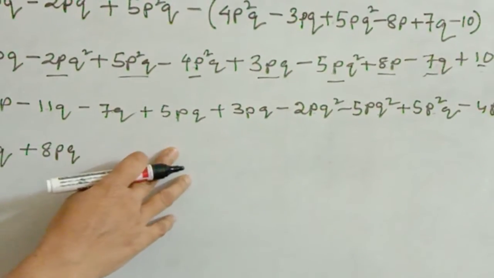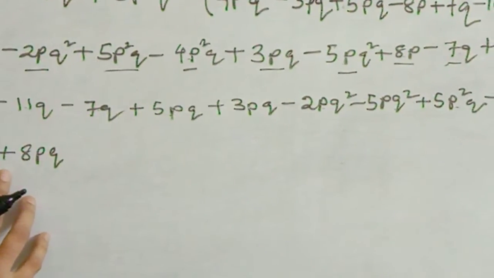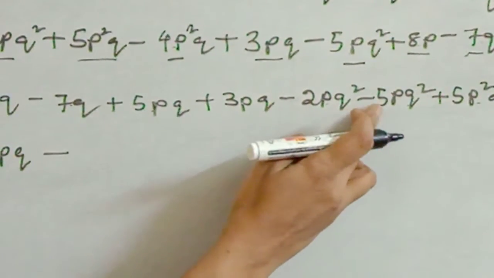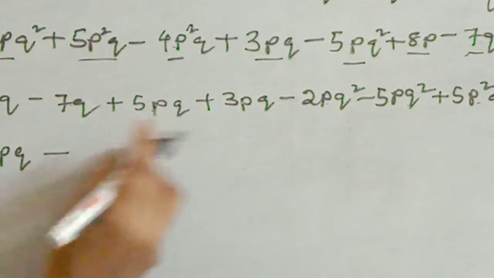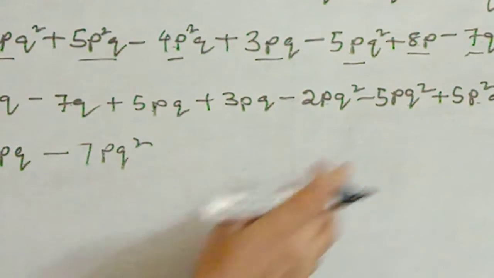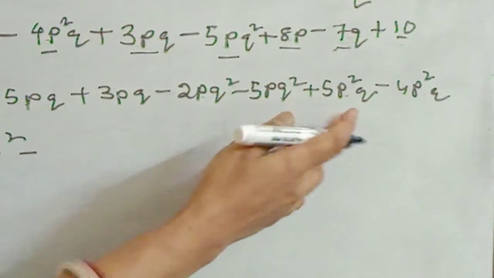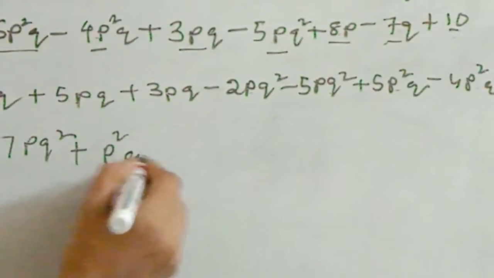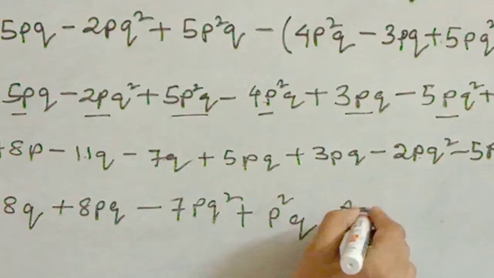Both are positive, so the same sign you need to add, and the available sign will come here. Now minus 2pq square minus 5pq square, both are negative signs, so you add them: minus 7pq square. Then plus 5p square q minus 4p square q. Again different signs, so you subtract and the larger number's sign will come: it will be p square q. So this is the end of our sum and you will write the answer here.